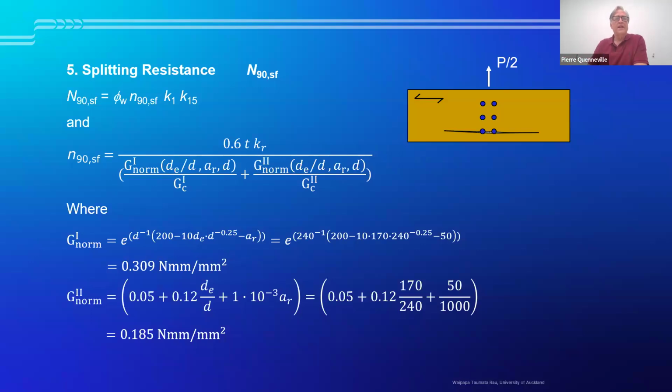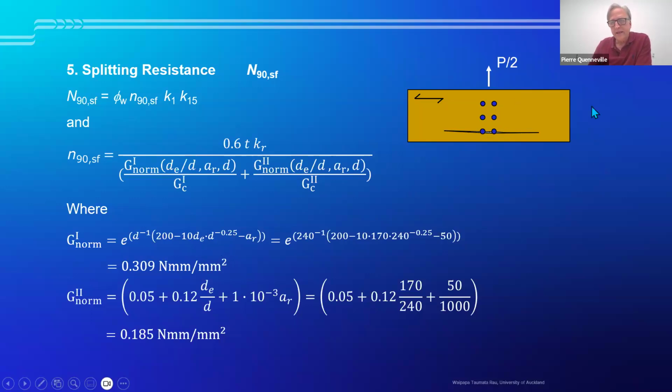And the resistance for splitting is given by this equation. It's based on fracture mechanics. There's a portion of tension perpendicular to grain, and there's a portion of shear parallel to grain in the equation. The definitions of the different D_E values: D_E is the distance from the bottom fastener to the top of the member, because the splitting will occur at the bottom.